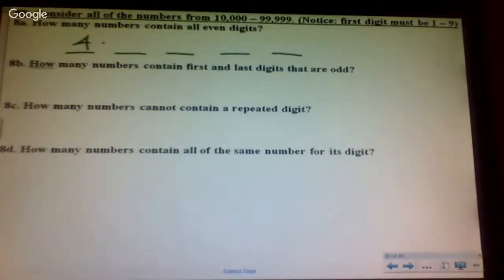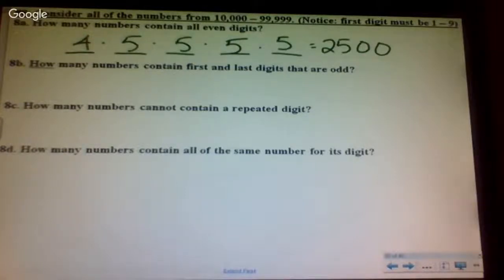Okay, everything else we're throwing 0 back into the mix. And yes, they're considering that as an even number. So what options do I have for the last 4? 5. Because it can be 0, 2, 4, 6, or 8. No matter what. 2,500.